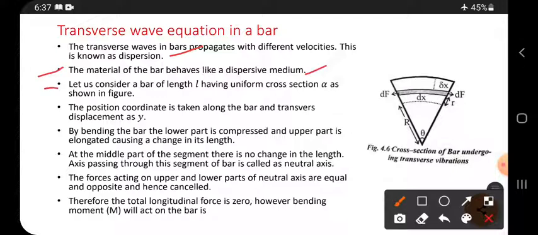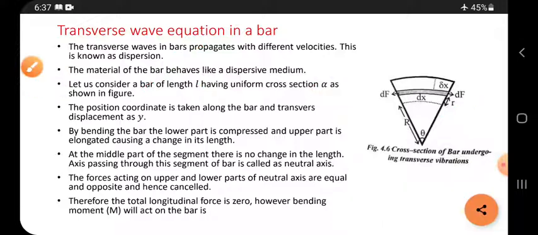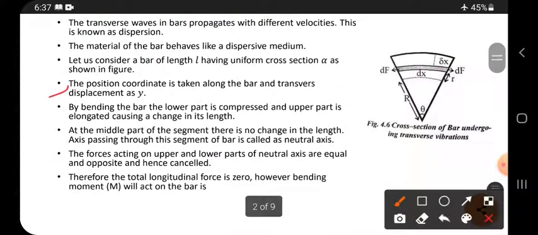Let us consider a dispersive medium, which means a medium which can disperse the transverse wave. Let us consider a bar of length L having uniform cross-section area alpha, as shown in the figure. It is this one. The position coordinate is taken along the bar and the transverse displacement as y. So transverse displacement is upside.